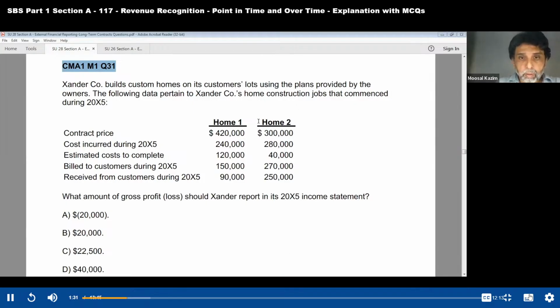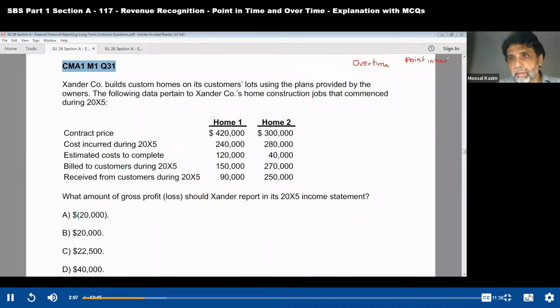So have a good look at this. I'm going to explain it directly because I have not explained the theory behind this. So how to calculate the gross profit? I will show it with the help of this multiple choice question. Here, first of all, we should see whether you have to account for the profit over a period of time or at a point in time.